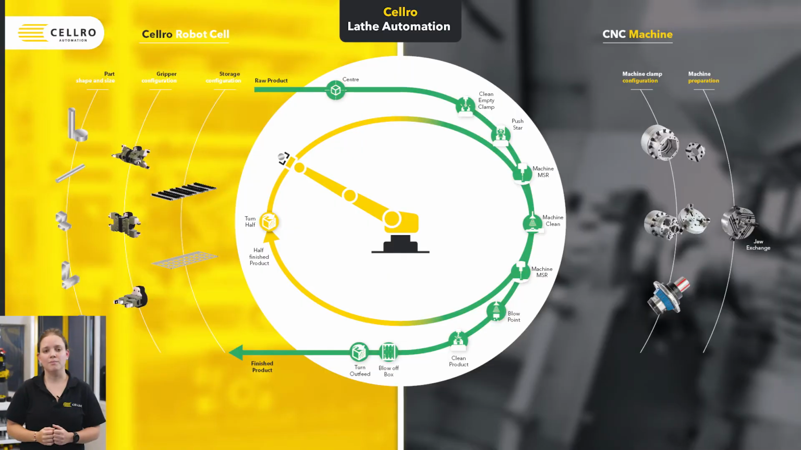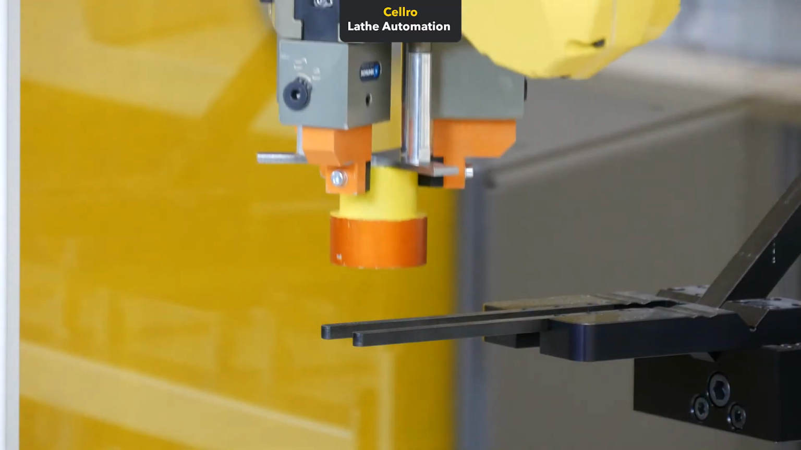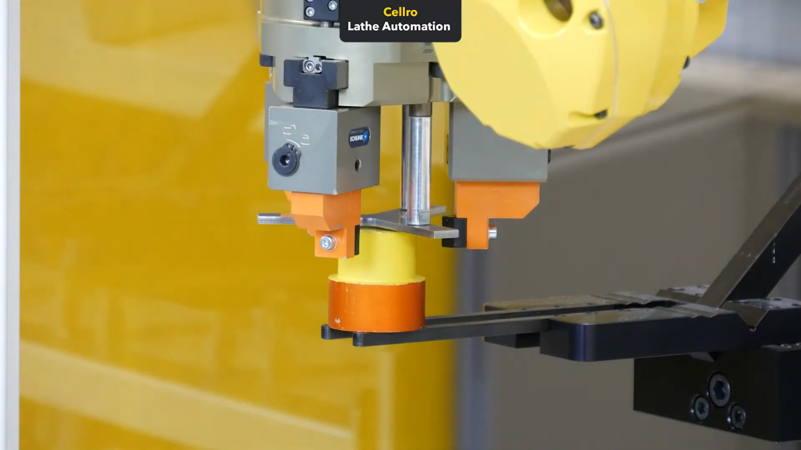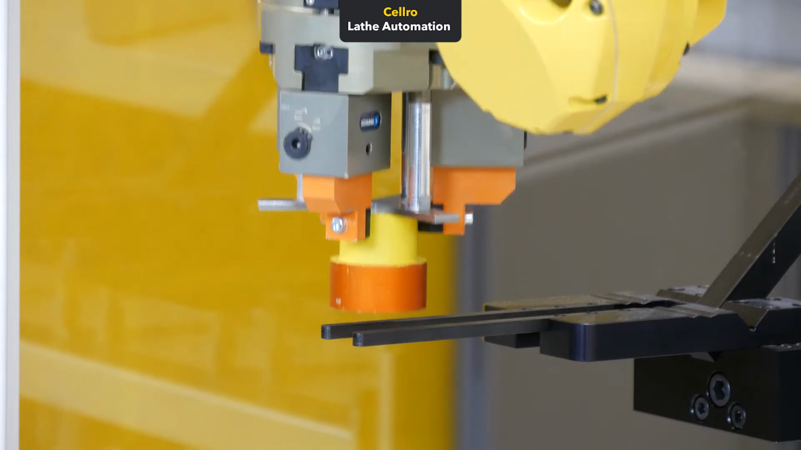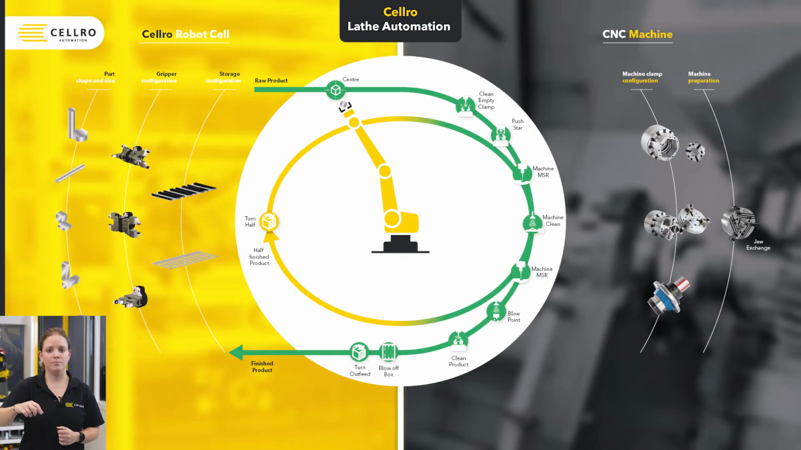Now, another example is the center station. This is where the robot picks a part and places it over the station, drops it a little bit, and goes down and regrips it again to be absolutely sure that the product is always placed at the exact same depth into the machine clamp.